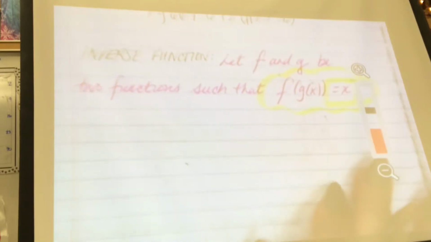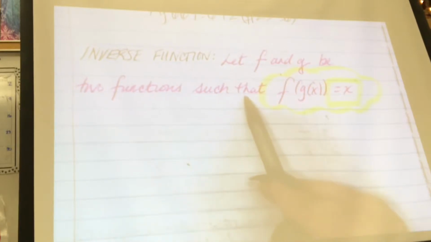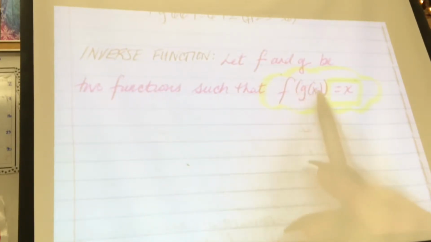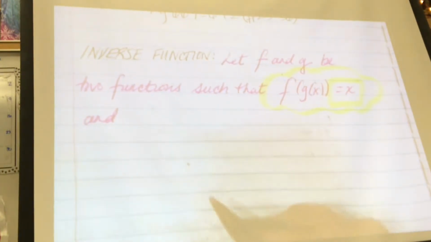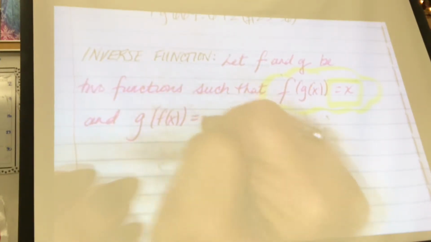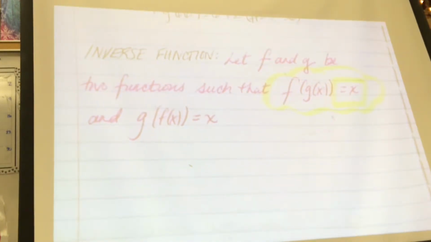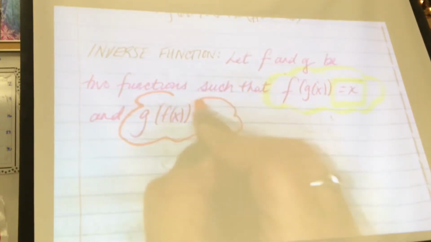Let me say that one more time. It's a little hard to see. Let f and g be two functions such that f of g of x is equal to x. So similarly, it will go in the opposite direction. So g of f of x is also equal to x. That means that if I take f of x and put it inside g of x, I get x as well.